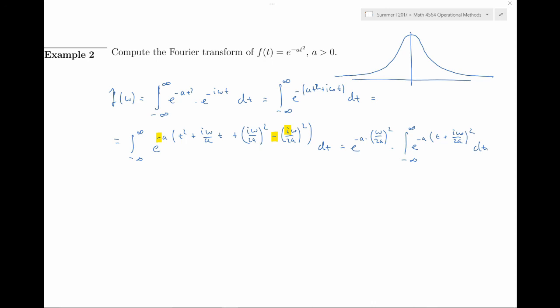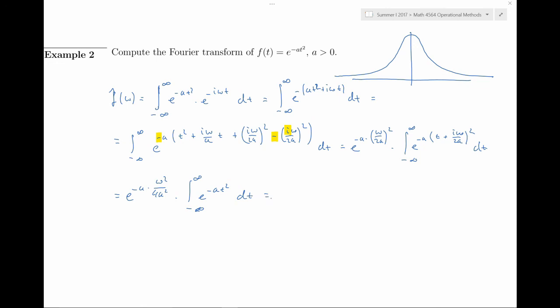The theory of integration of functions of complex variables says that this integral is still the same as the integral of a single Gaussian. So this is going to be e to the minus a times omega squared over 4a squared, times the integral from minus infinity to infinity of e to the minus a t squared dt. Again, it's not obvious why this is true, but I hope you have enough trust in me and you can just believe me when I say that it is. If you don't have any trust in me, you can trust the mathematicians who derived this result before me.